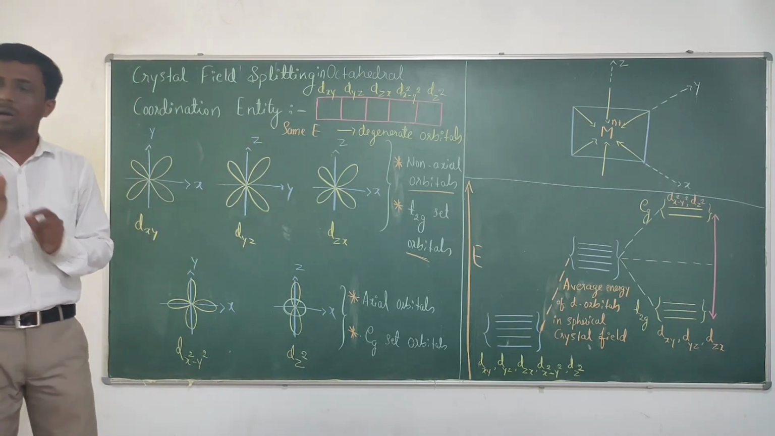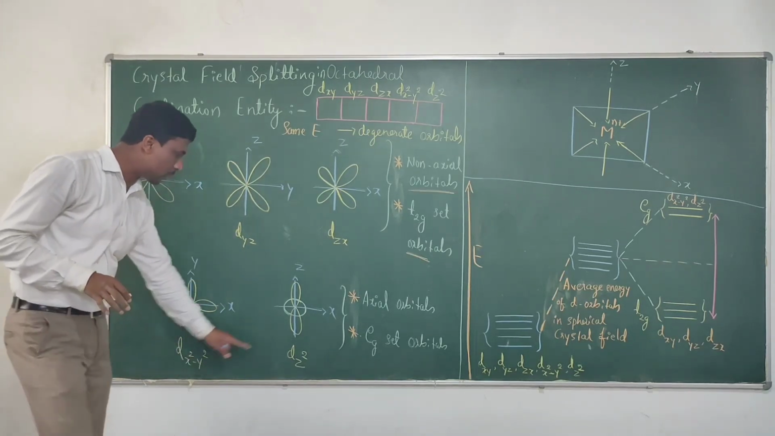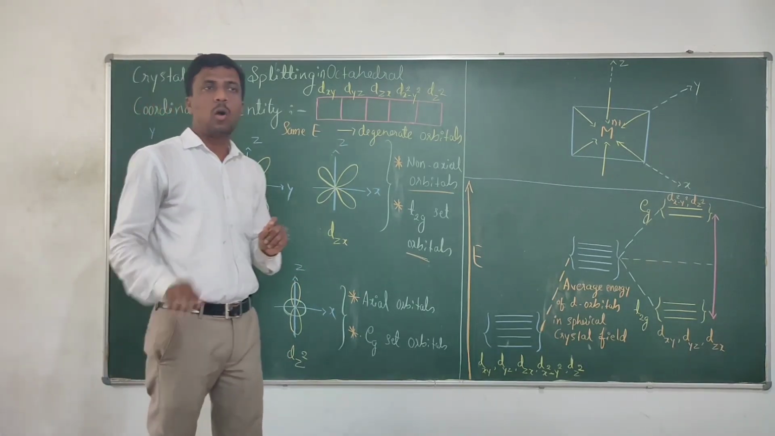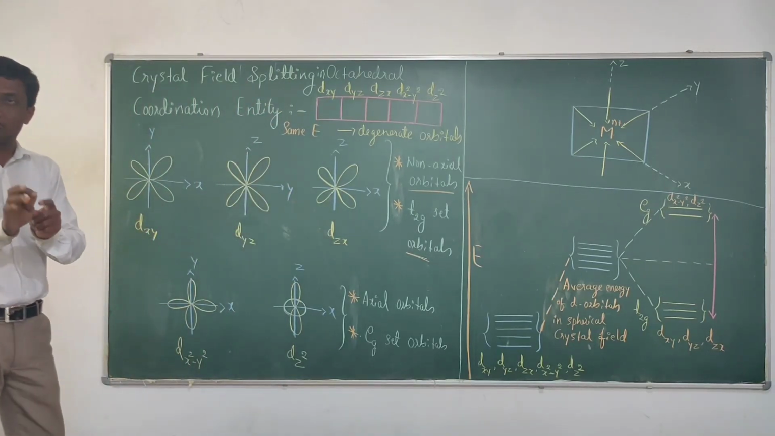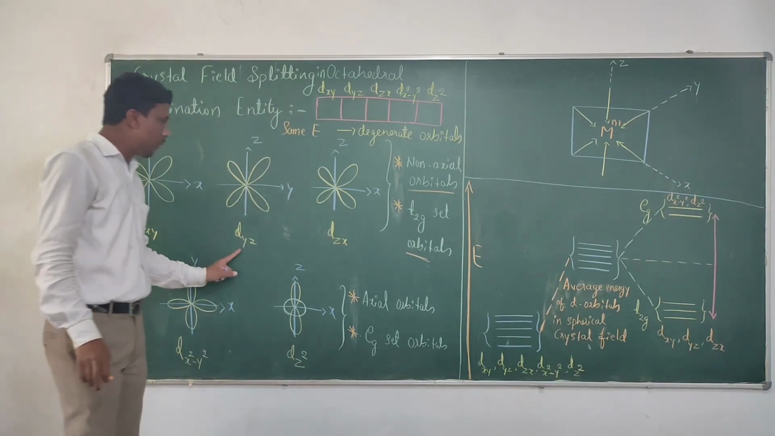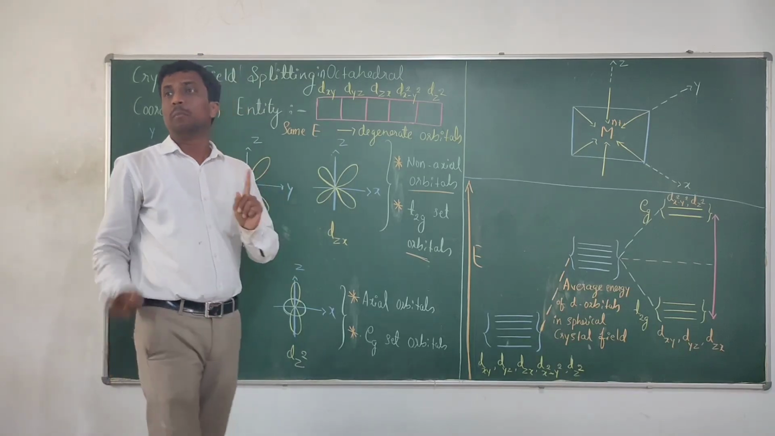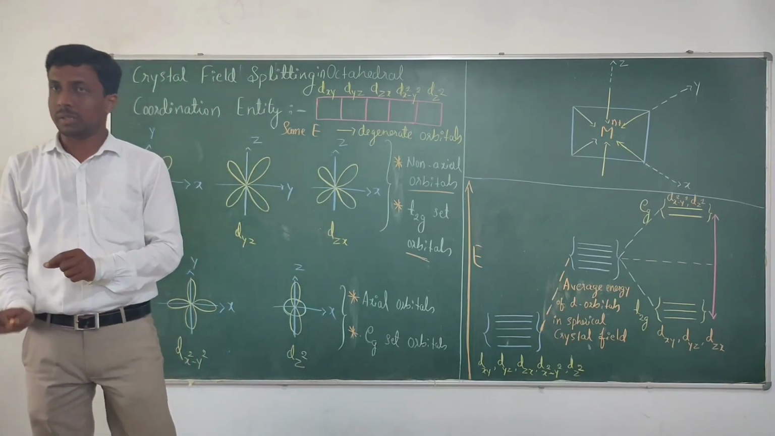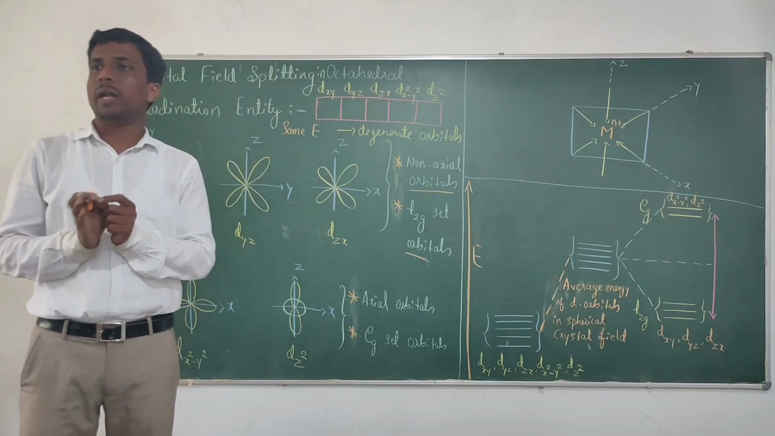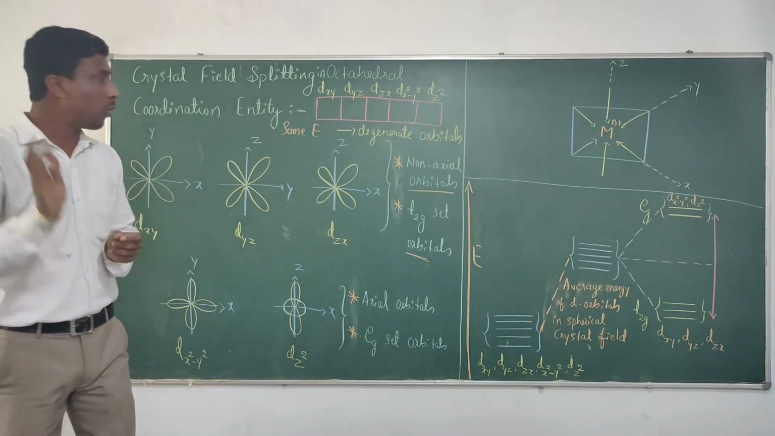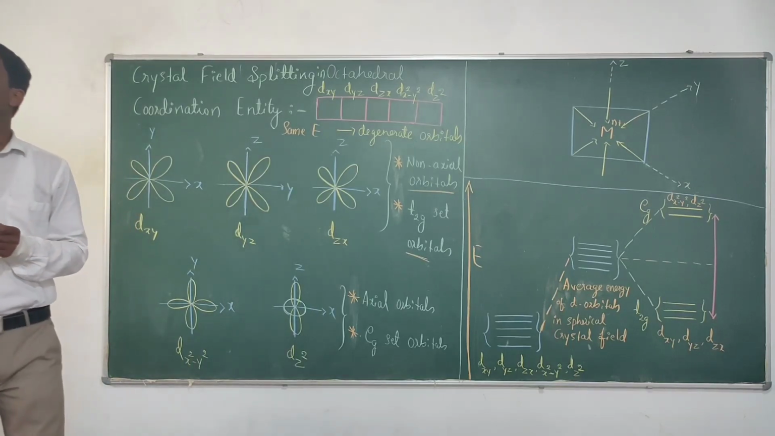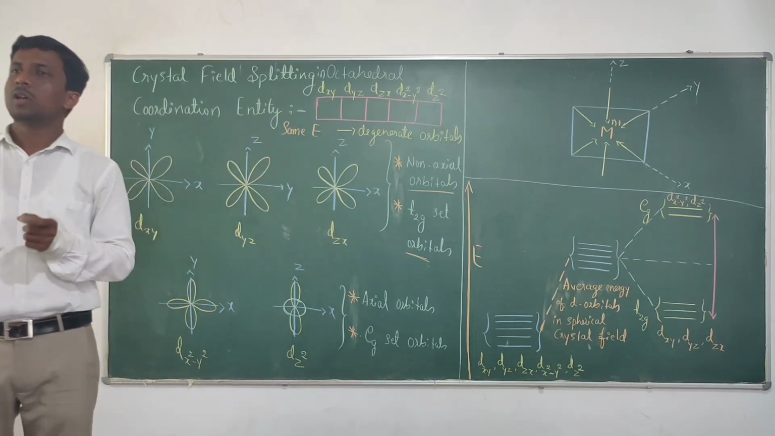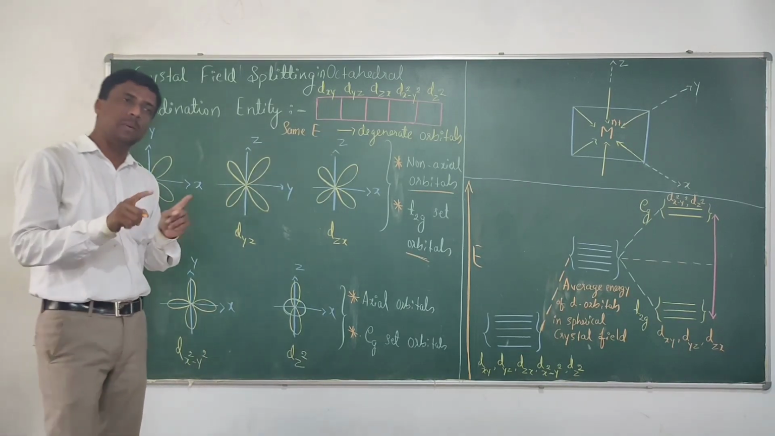The orbitals with lobes on the axis are dx square minus y square and dz square. The orbitals with lobes in between the axes are dxy, dyz, dzx. Please remember this concept. This is the basic point you have to remember to understand the crystal field splitting in coordination complexes.